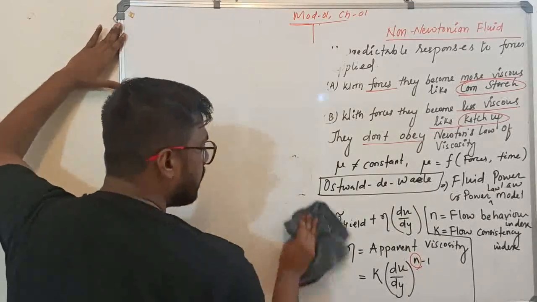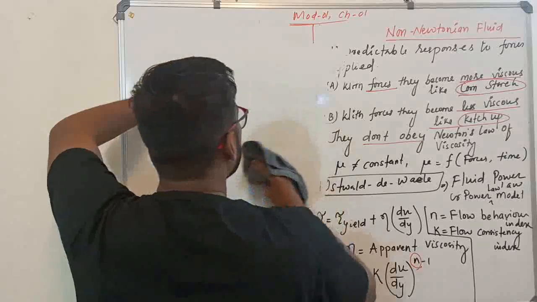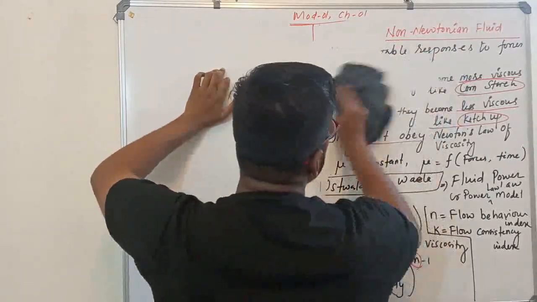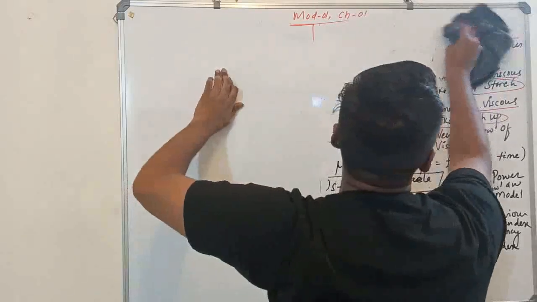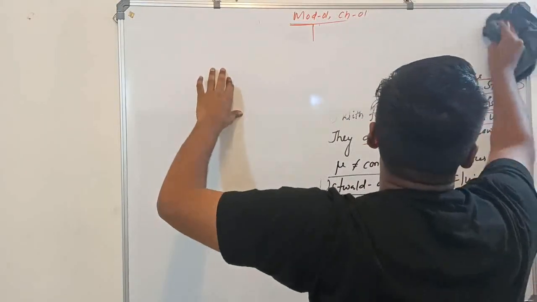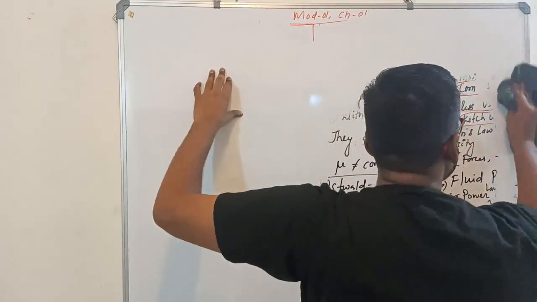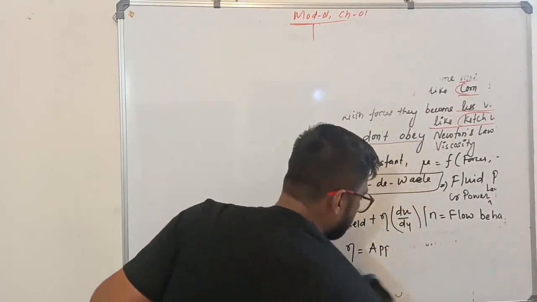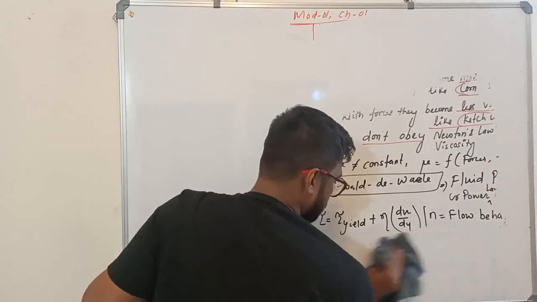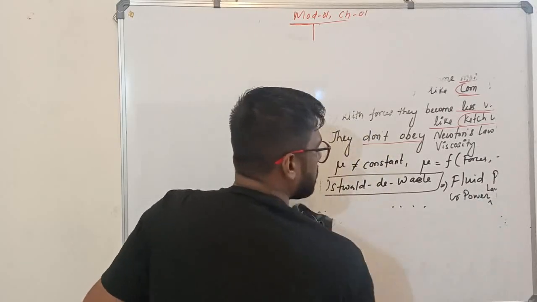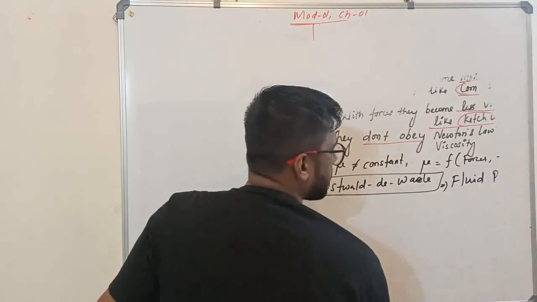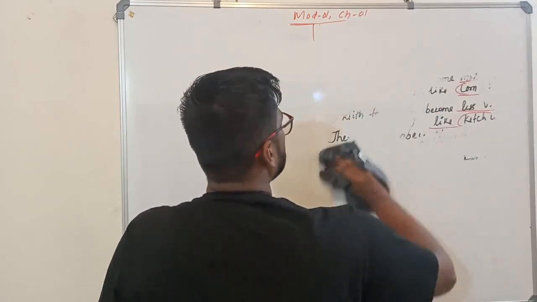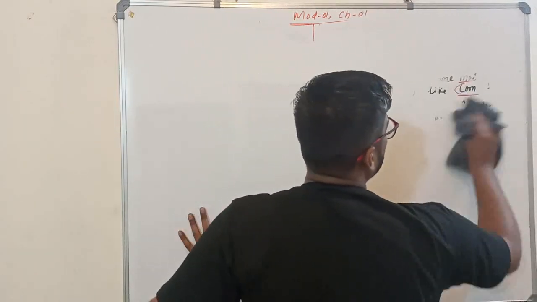Okay, tomato ketchup. When you apply some force to a tomato ketchup bottle, what happens? Its viscosity decreases. Because the viscosity decreases, the fluidity increases. Because the fluidity increases, it comes out of the bottle. Simple. That is your ketchup example. Ketchup is a shear thinning fluid.